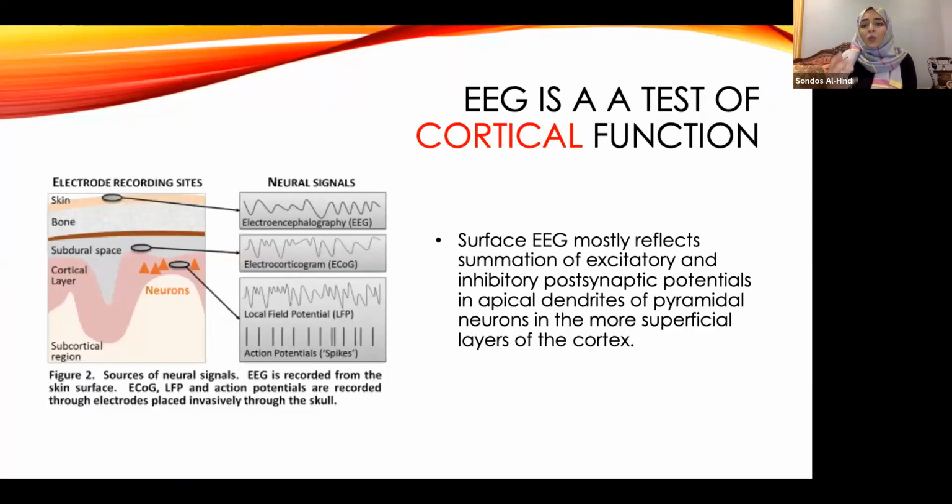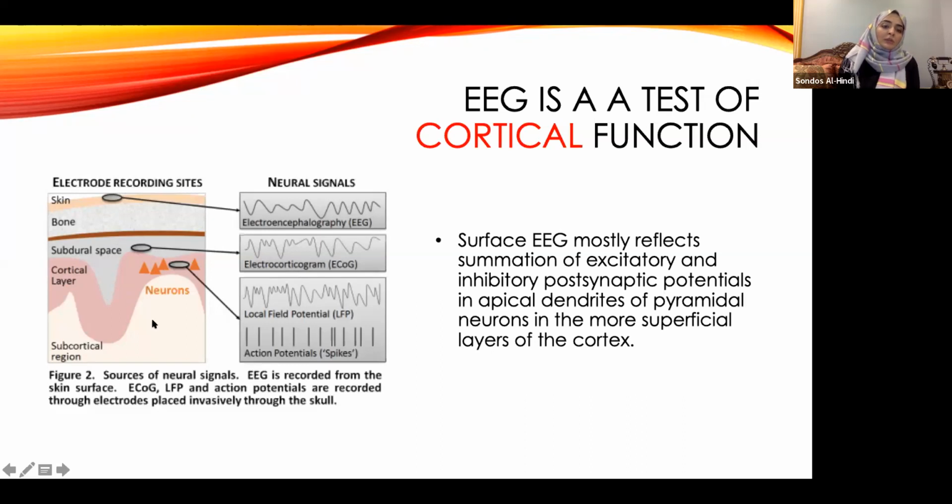And why is that? So EEG is a test of cortical function, especially when we're talking about scalp recording. When we're recording on the scalp, the brain itself has the cortex, which is the gray matter, and the subcortical structures with the white matter, and the basal ganglia, the deep structures. The surface electrode really is looking at the summation of the excitatory and inhibitory postsynaptic potentials occurring at the cortex, at the apical dendrites, right over here. You're recording from here, but you're really looking at these neurons.